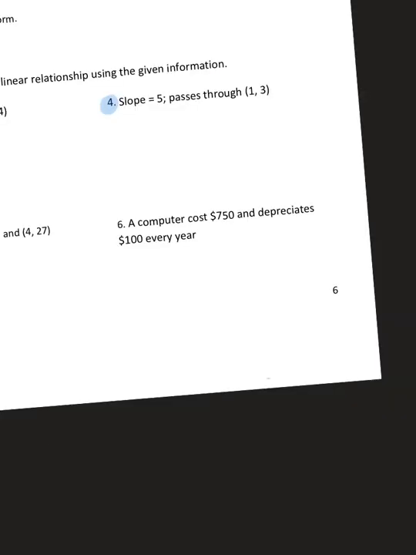Okay, in number 6, we're still writing the equation of a line. This one is in the context of a problem. A computer costs $750 and it depreciates $100 every year. So for this particular one, we still want y equals mx plus b. So we need to think about what m is in the context of the problem and what b is in the context of the problem.